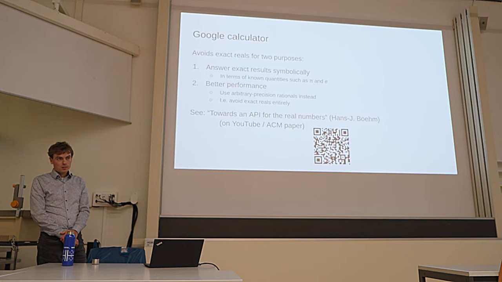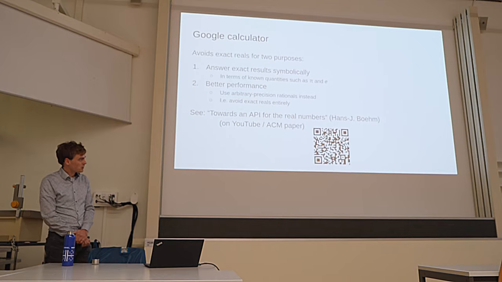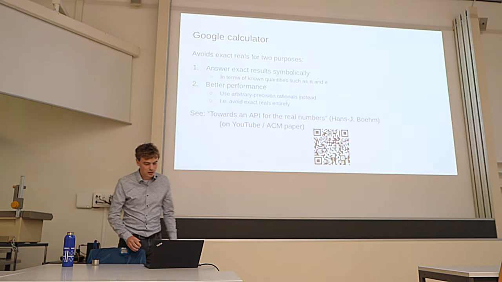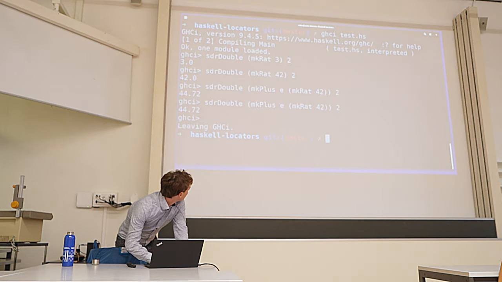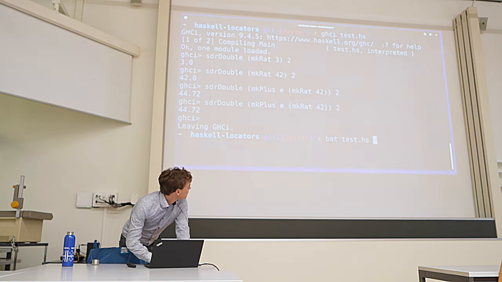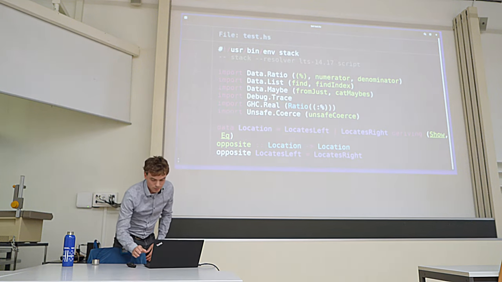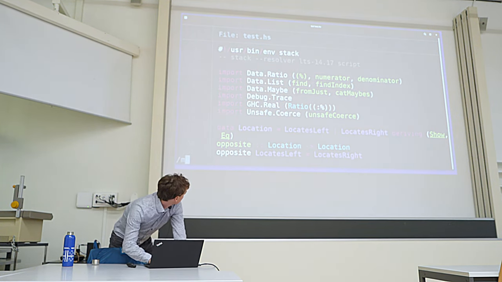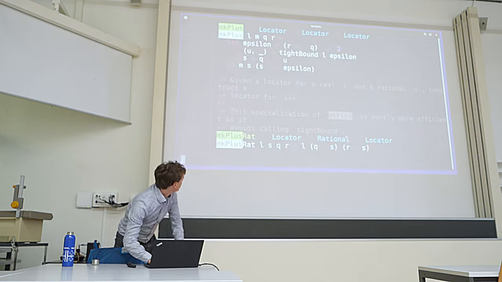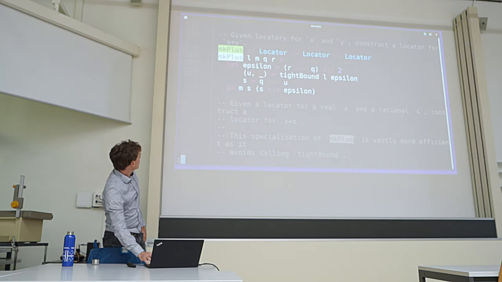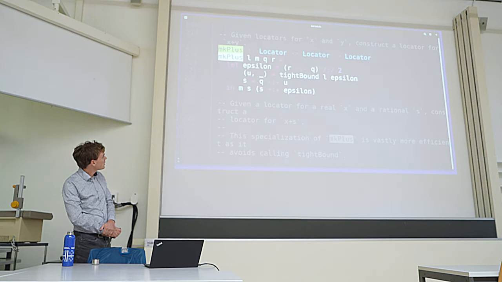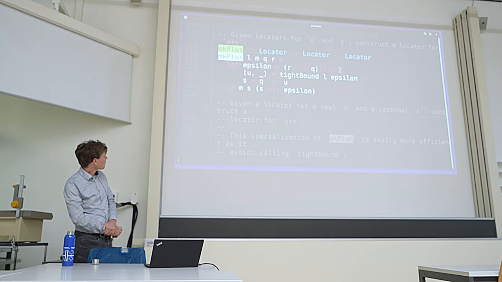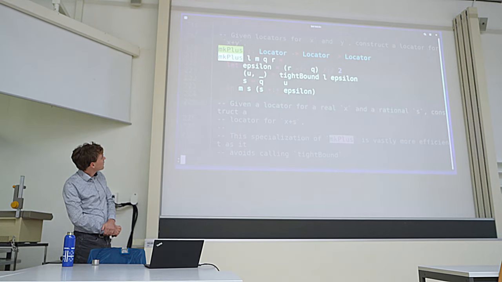Can you show the Haskell code that adds two locators? Yeah, sure. So the question is, can I show the Haskell code that adds two locators? Here it is. All right, so this takes two locators as inputs, and it produces a new locator. So that's why there are four arguments. How does it do it?